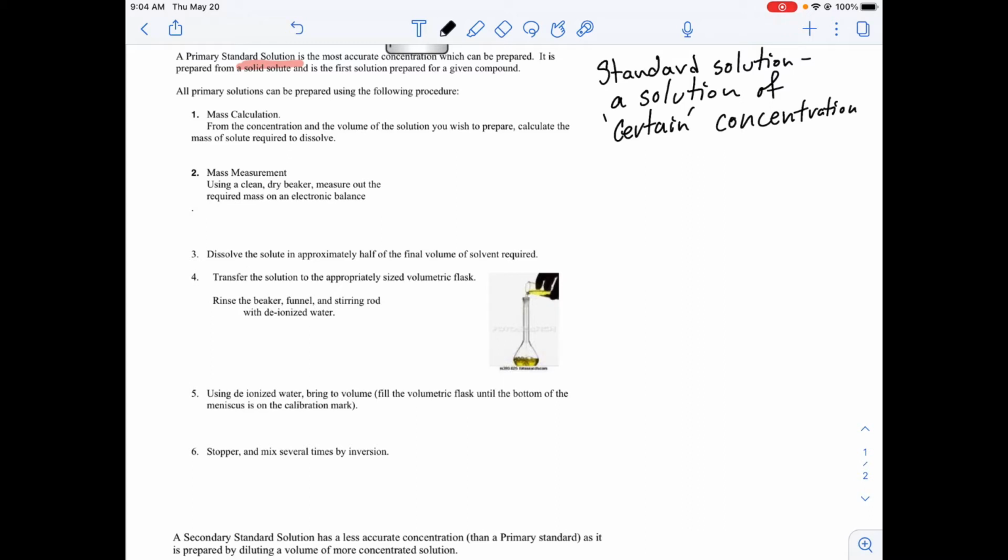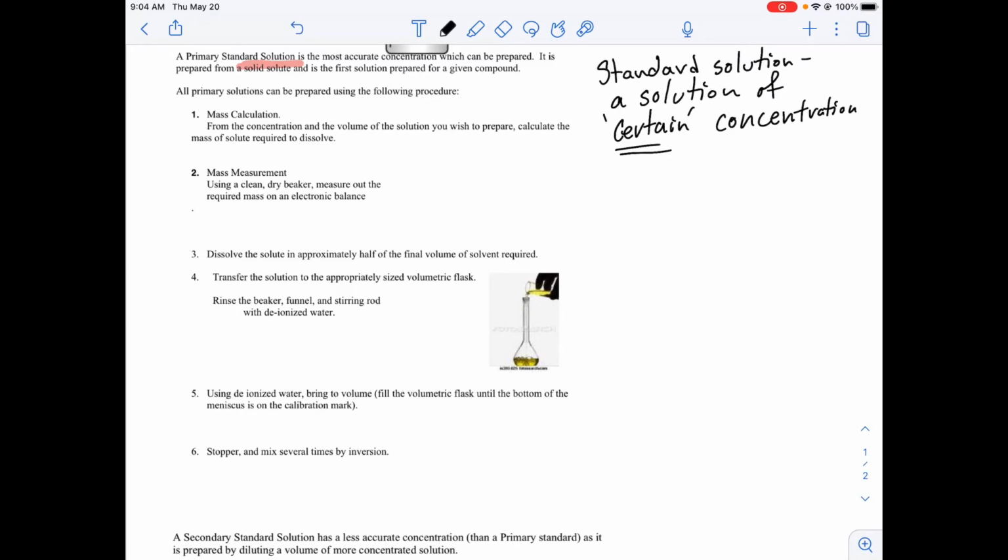And so the process to make a standard solution is to know the amount of certainty we've got, and to make sure that all of the solute that we are expecting to be in the solution is in the solution, and that we have added the correct amount of solvent. And so there's a very specific process to that.